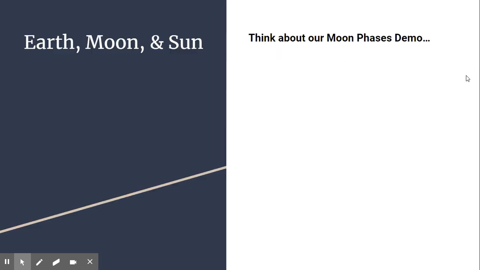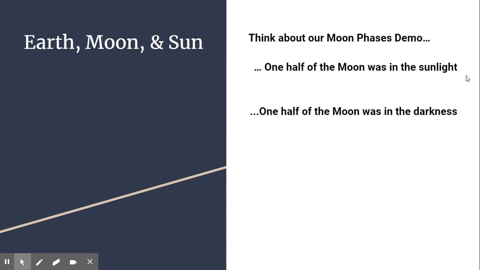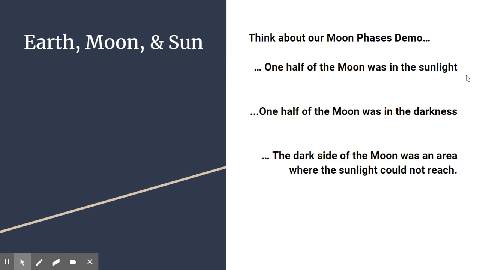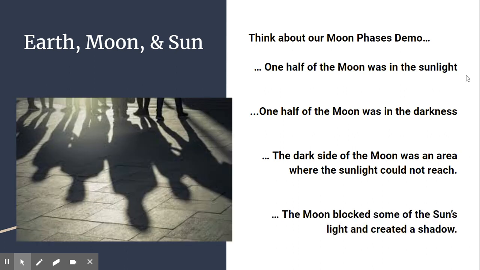If you think back to our moon phases demo, where we used a plastic ball to represent the moon and a flashlight to represent the sun, there was always one half of that moon in the sunlight, and one half was always in darkness. This is because that dark side of the moon was in a shadow. The sunlight could not transmit through the moon itself. It was absorbed by the moon, and the backside was in a shadow, or an area without light.